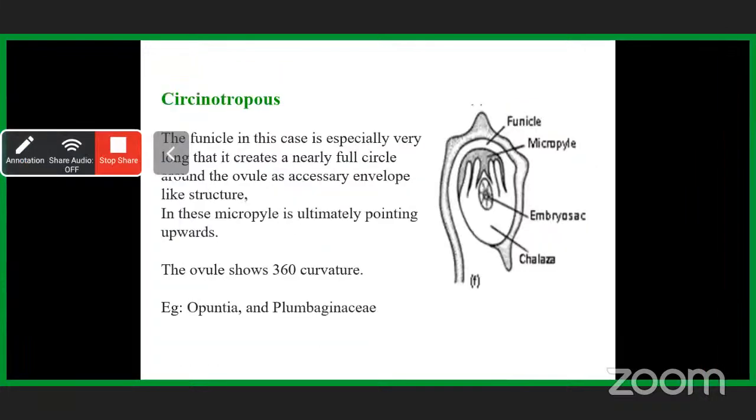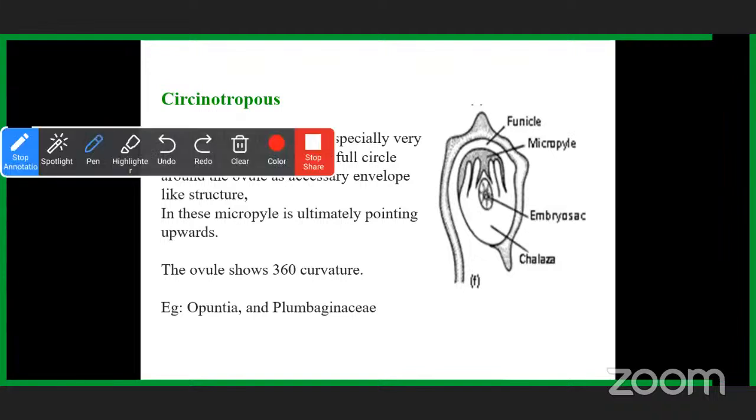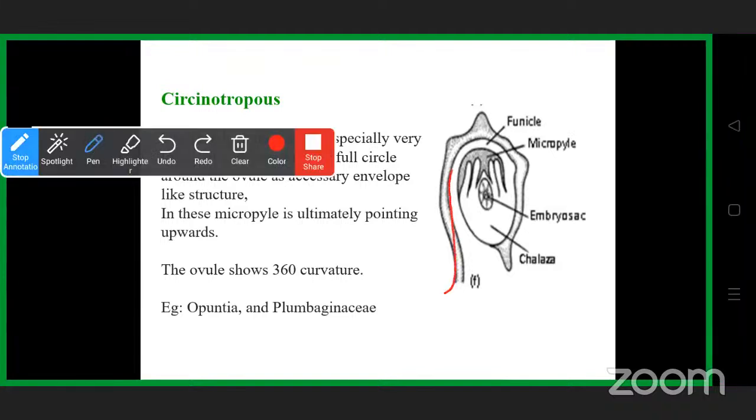Okay. And then circinotropous. That means an extra layer. The funicle extends its growth and covers the ovule. Again, it touches at the same place as the micropyle, but it goes round and round, taking long growth of the funicle.